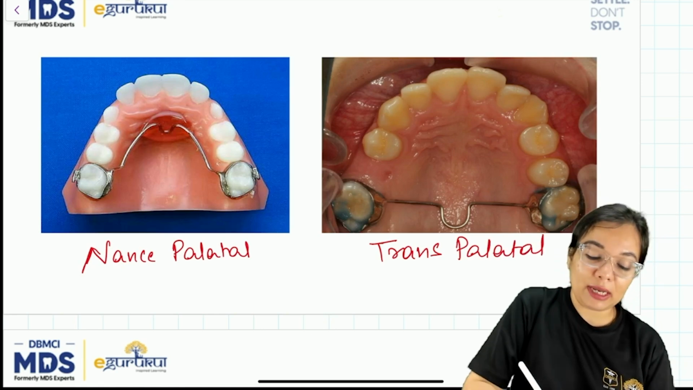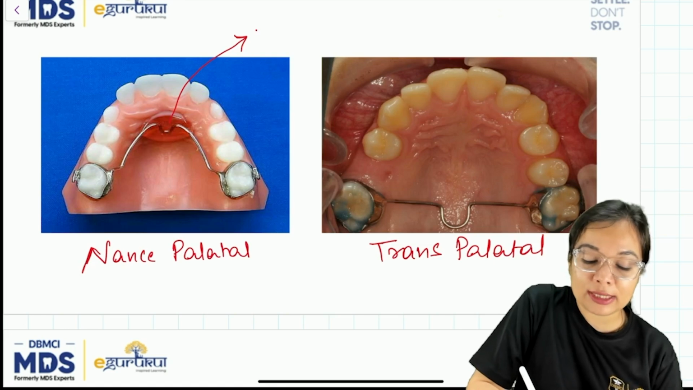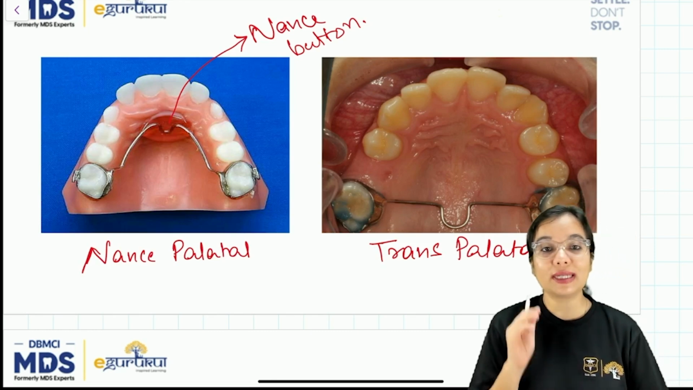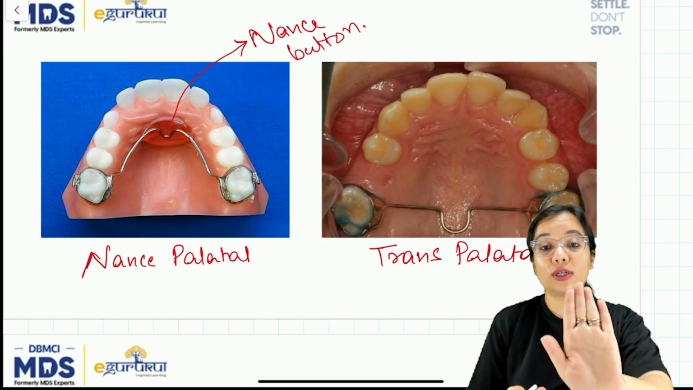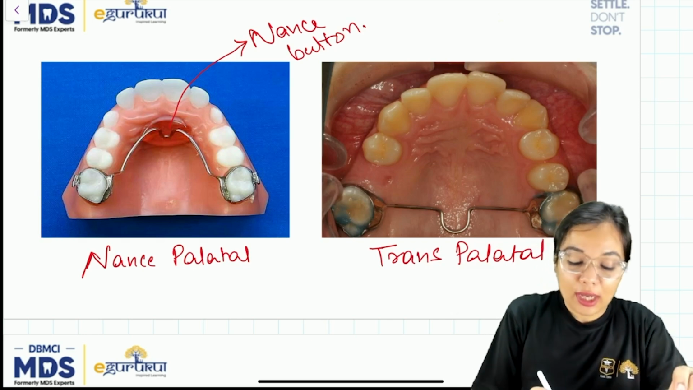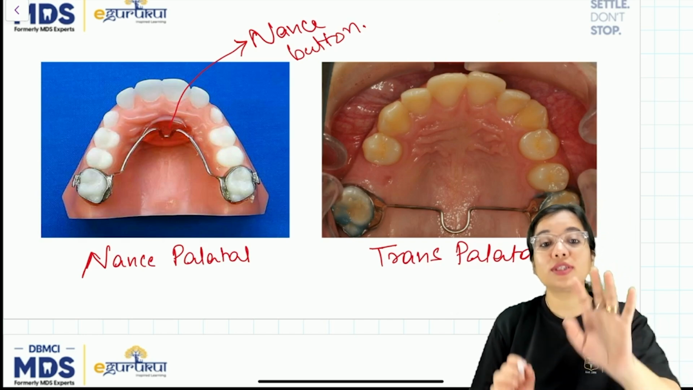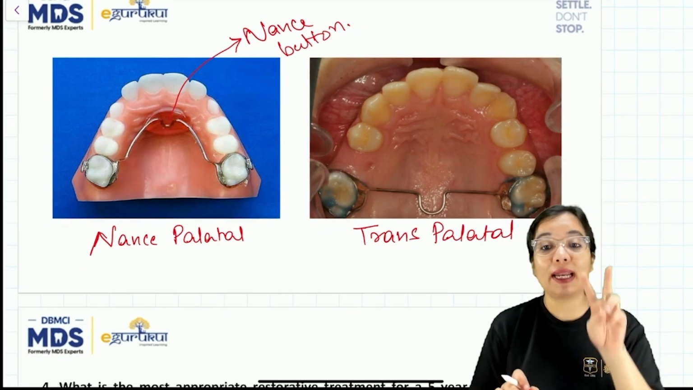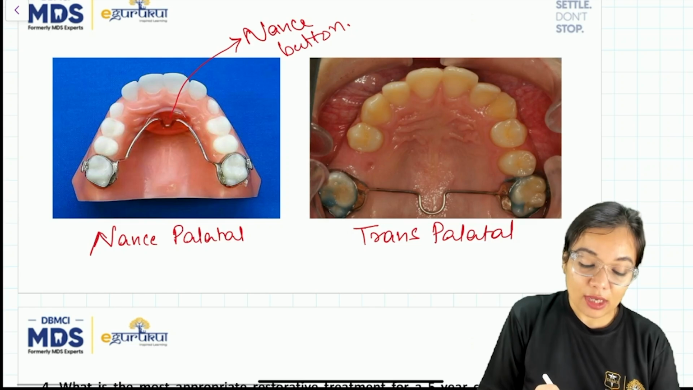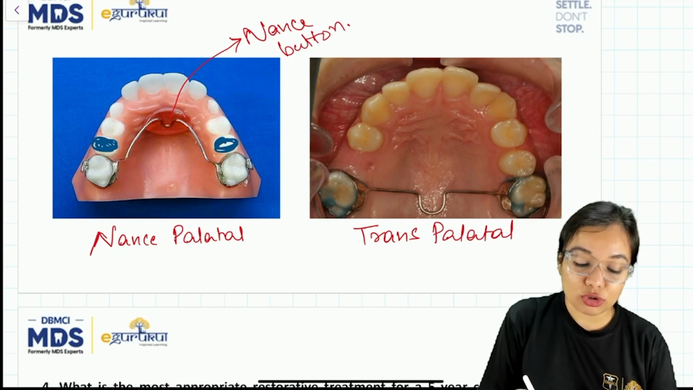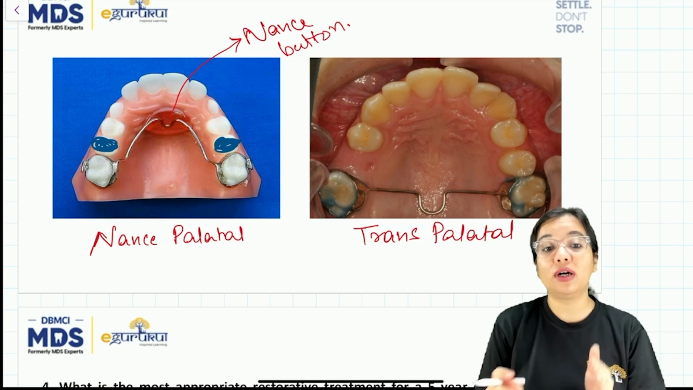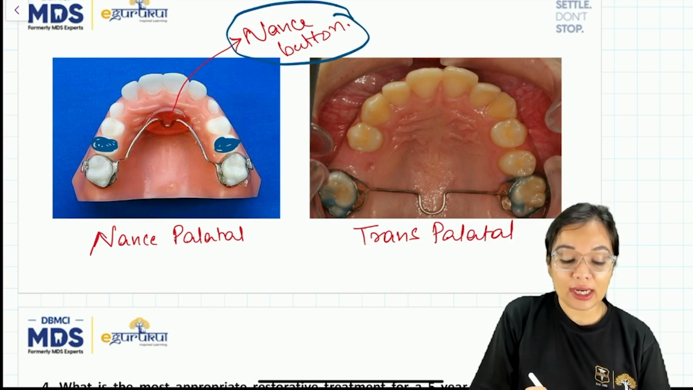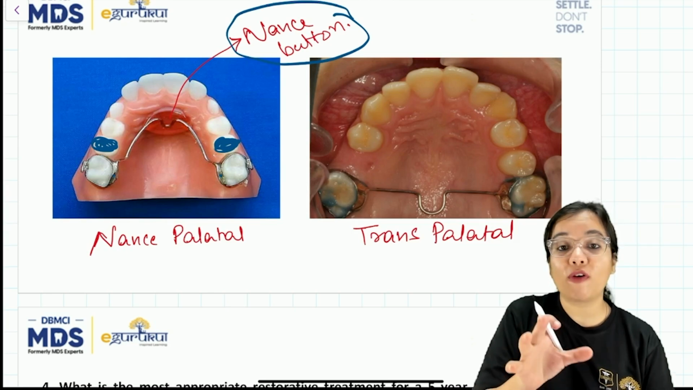Okay, so the Nance palatal arch has this acrylic button over here, which is called the Nance button. So what does the Nance button do? It acts like an anchorage, like an anchor over here. It holds so that the teeth do not tip forward or the space is not lost. So whenever there is a bilateral loss, that means, for example, if this tooth is lost and this tooth is also lost, you should always go for a Nance palatal arch because there is a Nance button that gives anchorage and does not let these teeth tip forward or move forward.